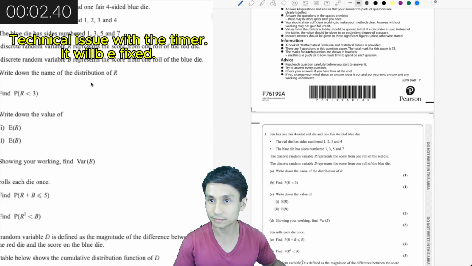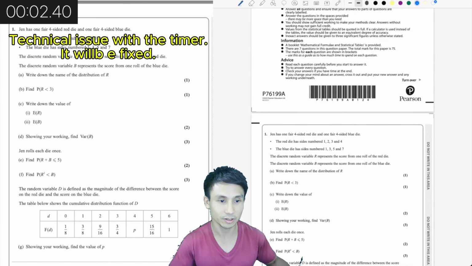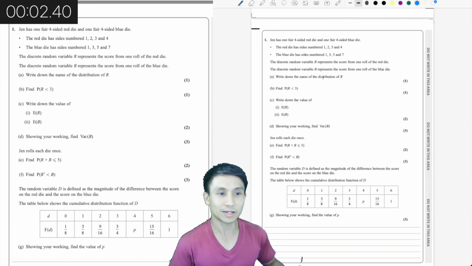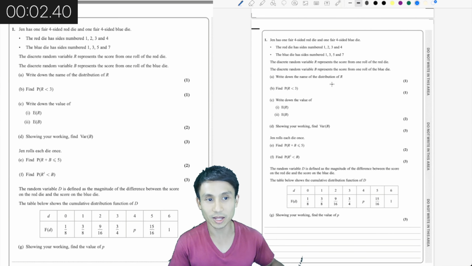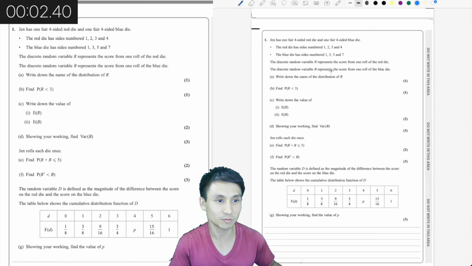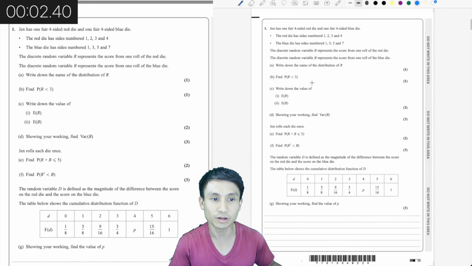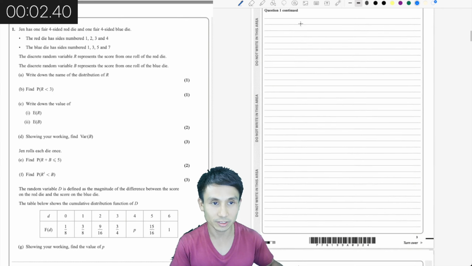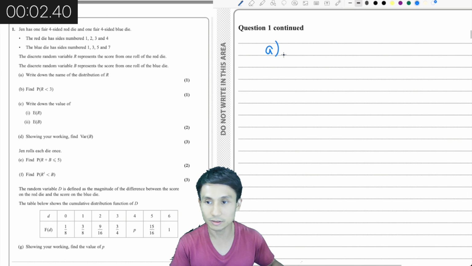Number one, which is a long one here. Jen has one fair four-sided red die and one fair four-sided blue die. The red die has sides numbered 1 to blah blah blah, and then you read the information. This is discrete random variable. Okay. So question A. Write down the name of distribution R.